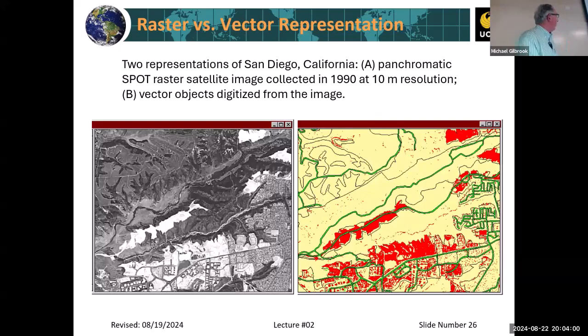Here is a case where we've got a raster on the left, taken from a satellite, and we actually trace things like rivers and roads off of the raster to create the vector representation. That's a process called digitizing, and you'll learn how to do that in about 3 weeks.